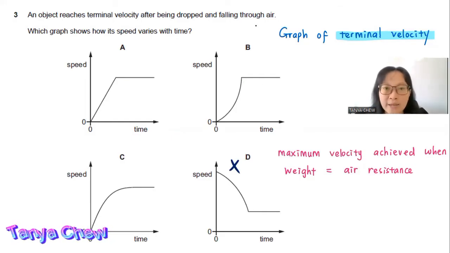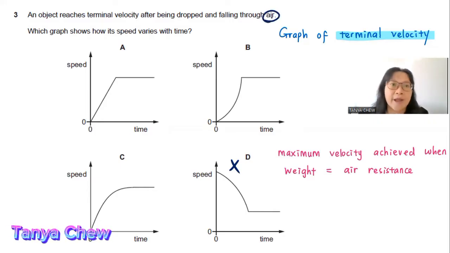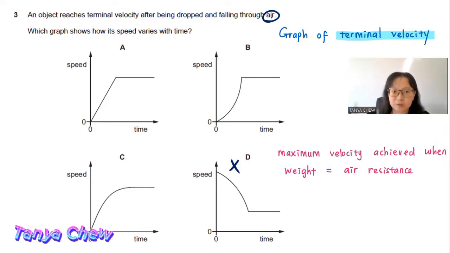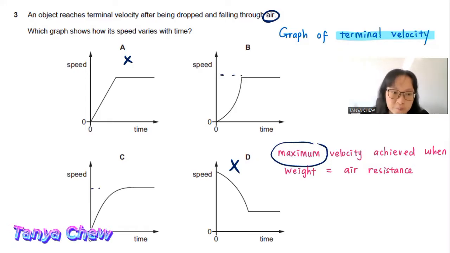Now, when you look at the statement again, the question did mention that the object is falling through air. Air resistance, which is one of the resistive forces. When a resistive force is involved here, the graph cannot be a straight line graph. So say goodbye to A. So it is either B or C. Now, I want you to see this word. When I say that the speed is maximum, it could be B or it could be C.